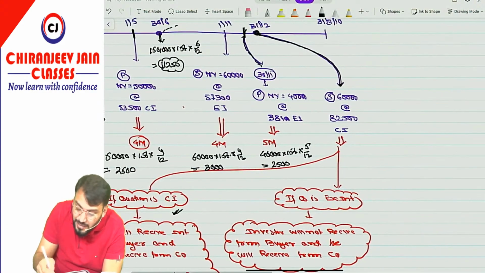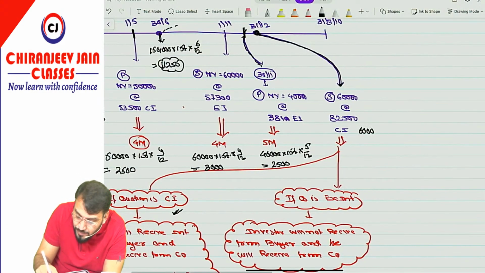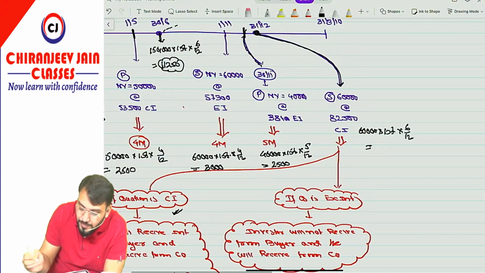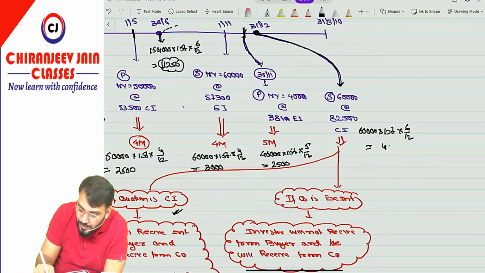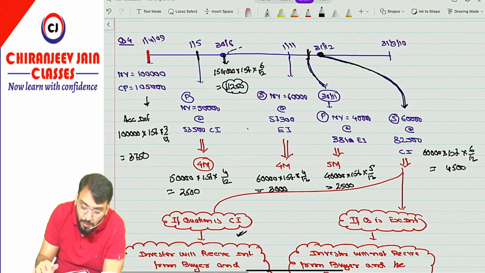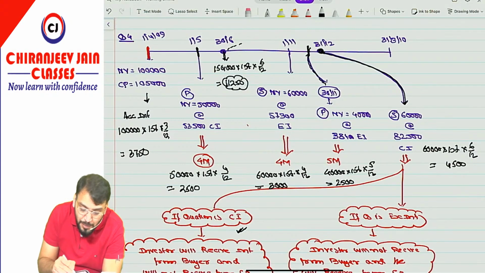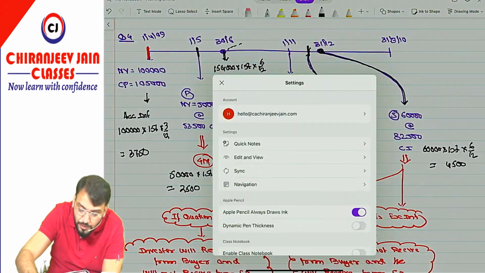So it means this is inclusive of interest, so we'll say 60,000 into 15% into 6 by 12, correct? That is 4,500. And on this due date, after this sale, what will be left? 1 lakh plus 50,000, then minus 60,000, then again plus 40,000, then again minus 60,000. So what is the investment left, Jacob? 1 lakh.